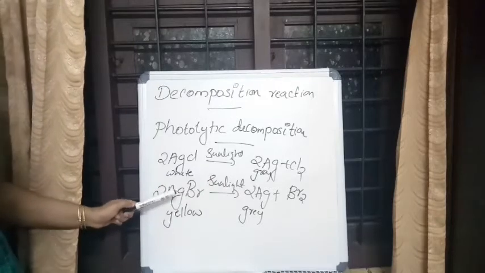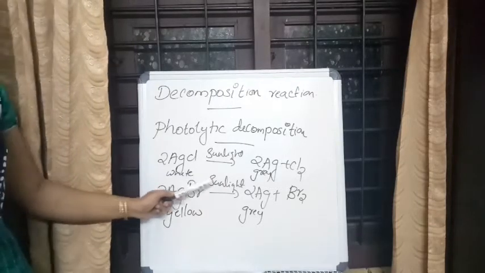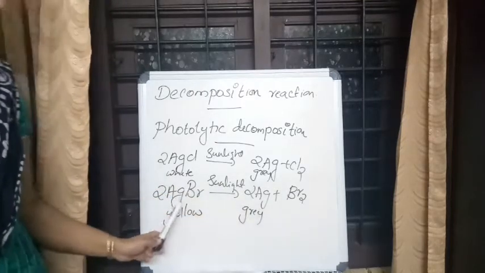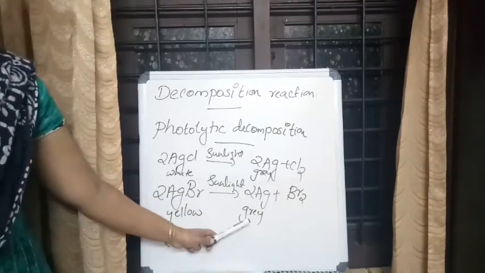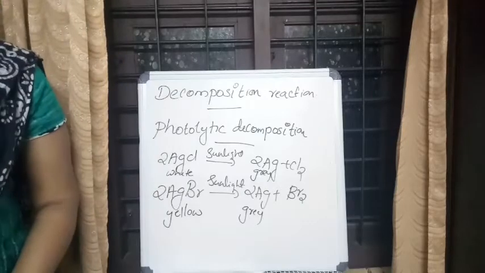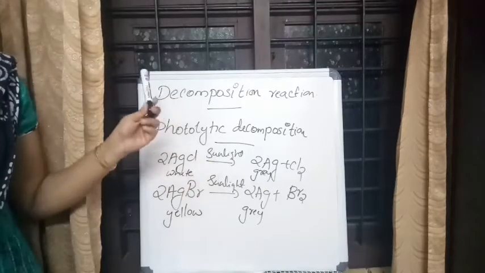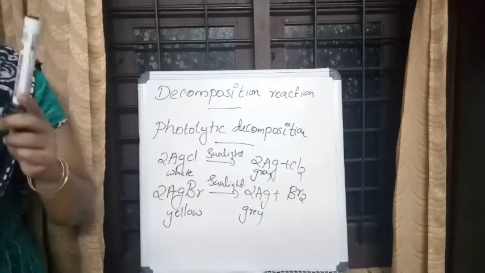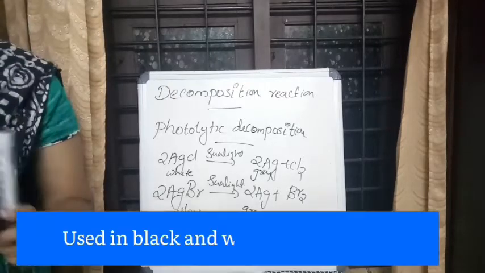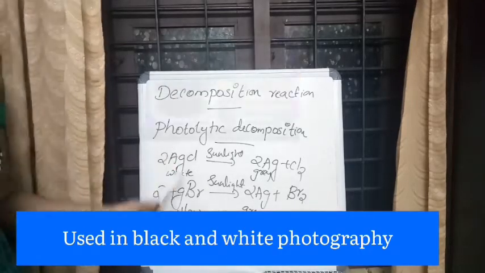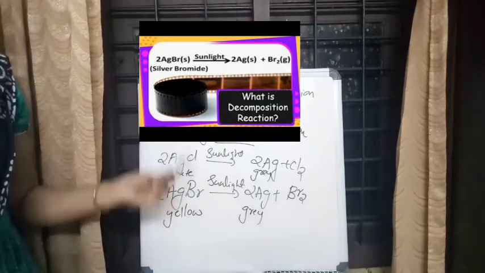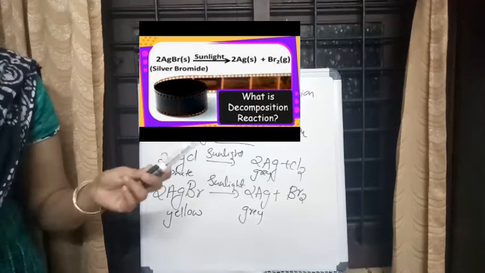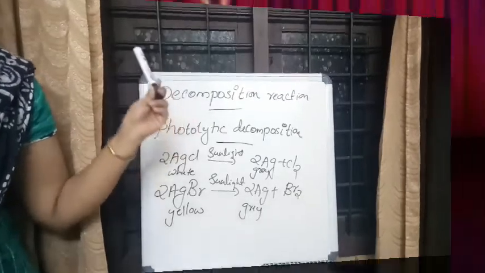And when we place silver bromide under the sunlight for some time, it decomposes to form silver and bromine, and the color change is yellow to grey. Another very important point related to these two reactions is that they are used in black and white photography. So there is a chance of one question: which are the reactions used in black and white photography? These two reactions. So finally, photolytic decompositions are the decomposition reactions which take place on absorption of light.